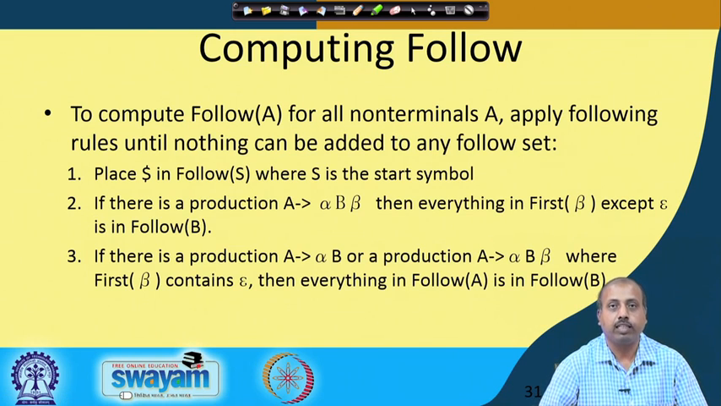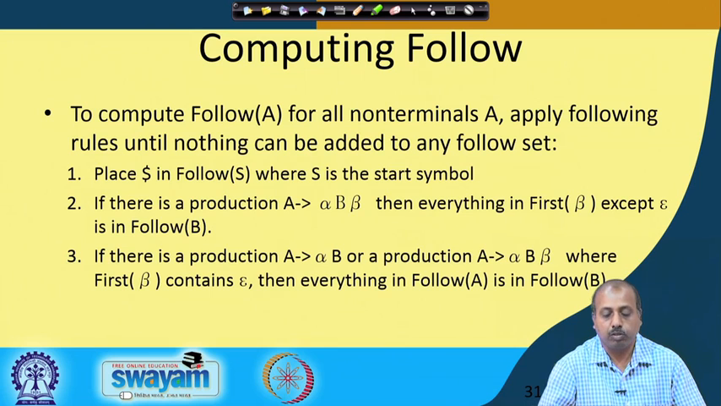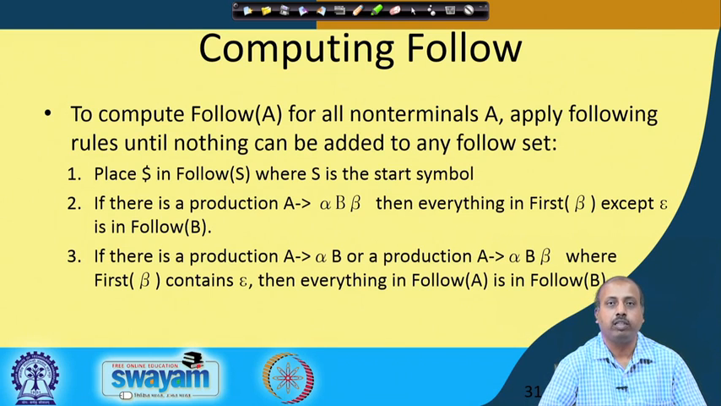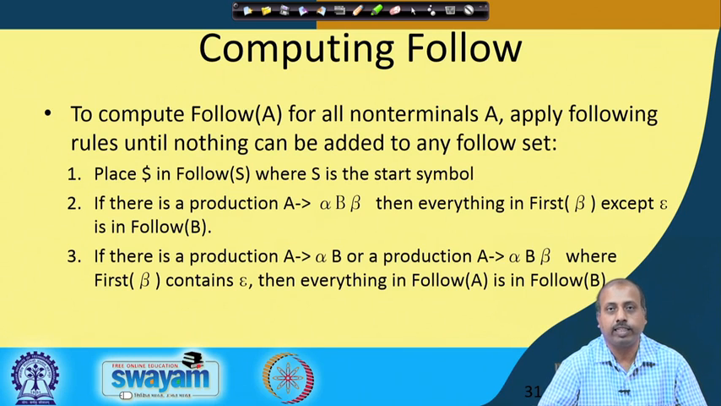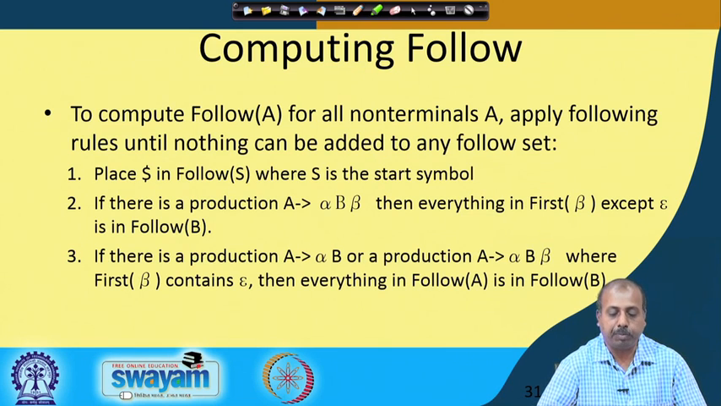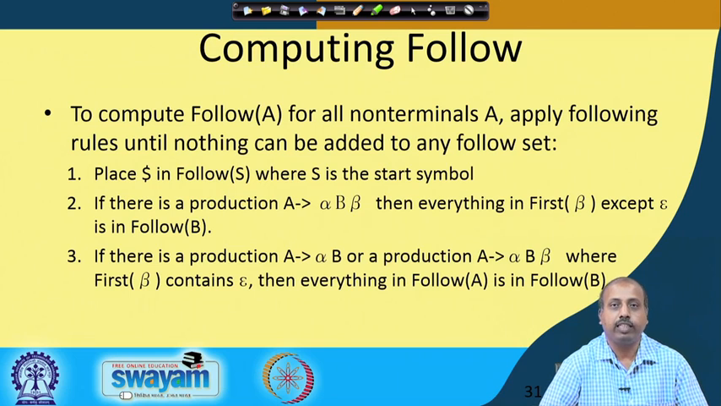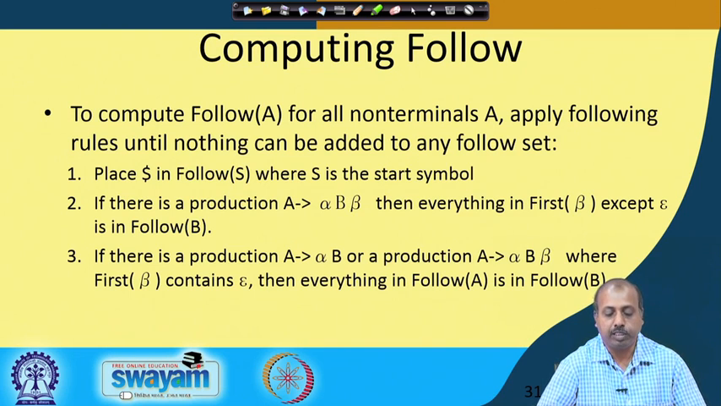So follow means the terminal symbols that can follow a particular non-terminal in any sentential form. A sentential form is obtained by starting with the start symbol of the grammar. If you try to derive strings, then think about all possible strings of terminals and non-terminals that can be derived from the start symbol S. In any of those strings, if a terminal symbol appears after a non-terminal symbol, then the follow set of that non-terminal will have this terminal symbol.